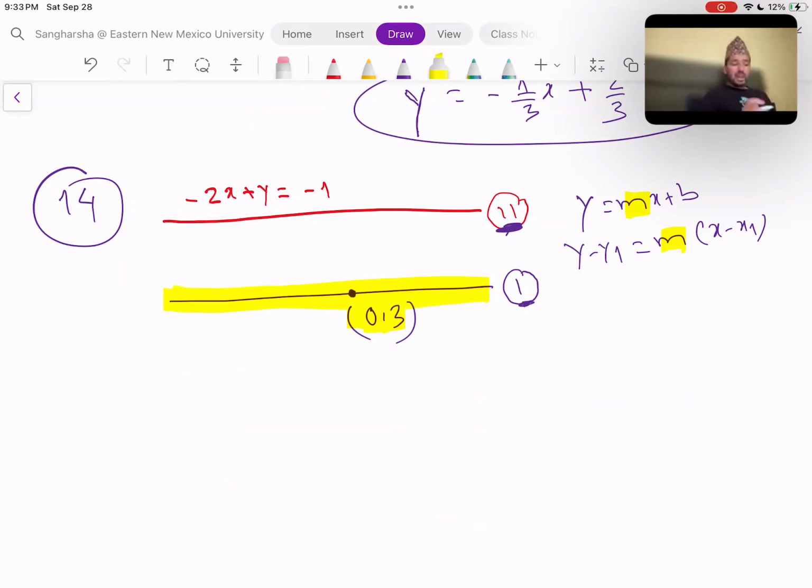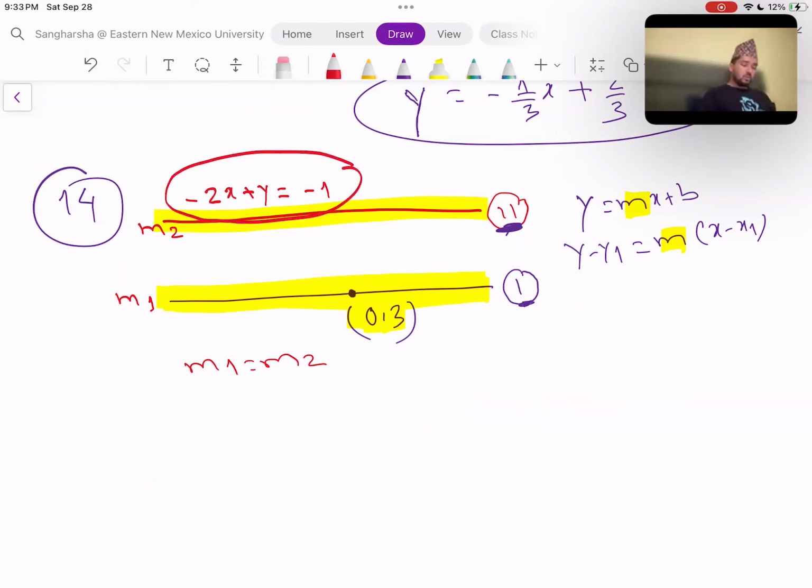But what do we know next? We know this line is parallel to this line. And if the lines are parallel to each other, how are their slopes related? The slopes are equal to each other. So if you call the slope of line 1 m1, and the slope of line 2 m2, then m1 is always equal to m2, only when the lines are parallel to each other. Now if you can find the slope of this line, the same slope will be the slope of our line 1.